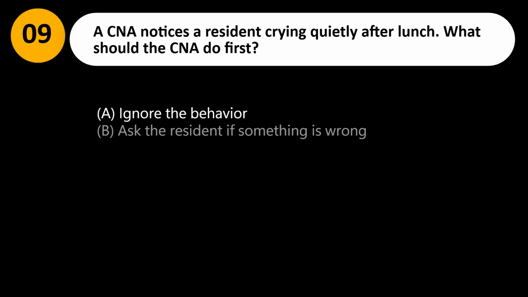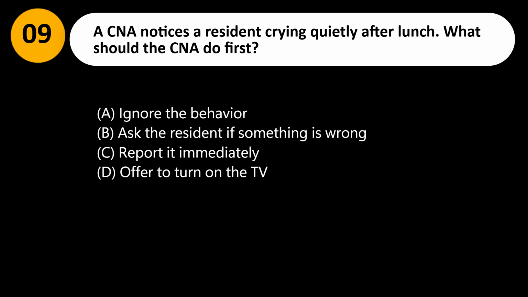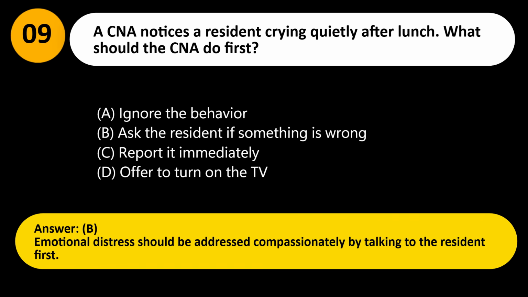A CNA notices a resident crying quietly after lunch. What should the CNA do first? A. Ignore the behavior. B. Ask the resident if something is wrong. C. Report it immediately. D. Offer to turn on the TV. Answer, B. Emotional distress should be addressed compassionately by talking to the resident first.